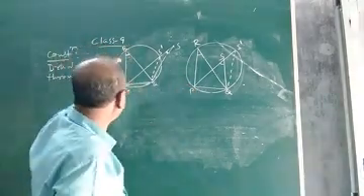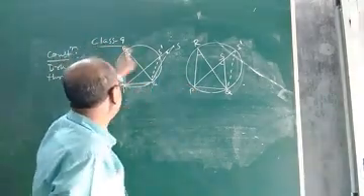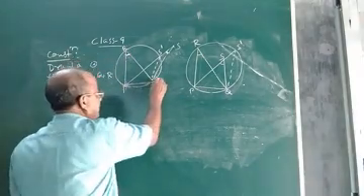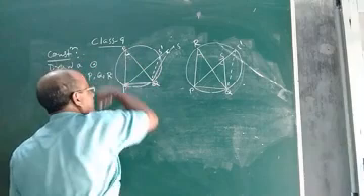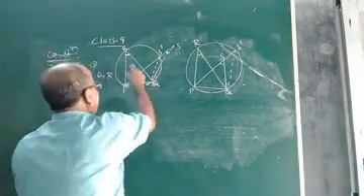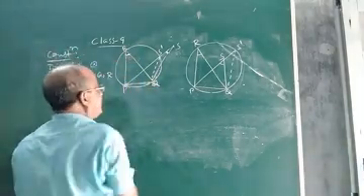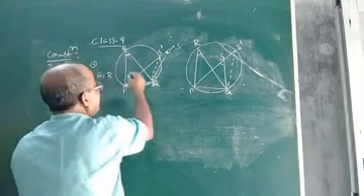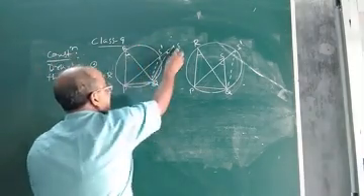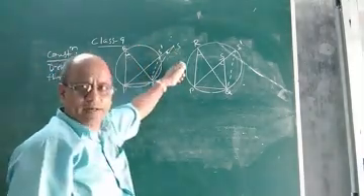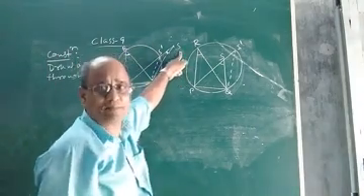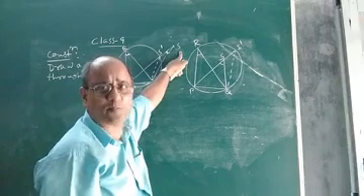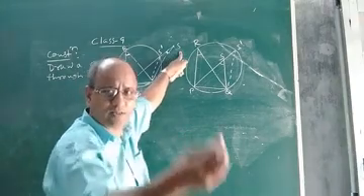Now draw a circle through the 3 non-collinear points, say P, Q, R. Clearly P, Q, R are non-collinear. If you draw a circle through these 3 non-collinear points, it is not necessary that it will pass through S. It may not pass through S. That means the point S may lie outside the circle.